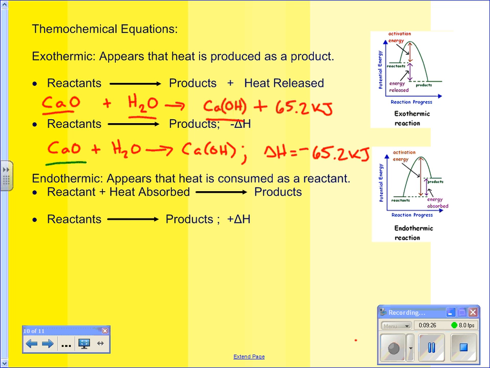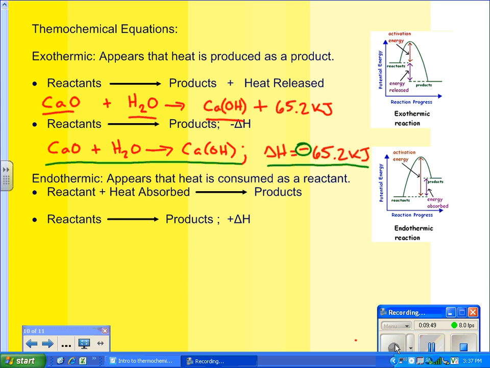Sometimes you'll see it just written as a regular chemical equation without heat, and then afterwards they'll tell you the change in enthalpy or the change in energy. And remember, for an exothermic reaction, the products have less energy than the reactants, so it's negative. So we might just write it this way, the balanced equation plus a decrease in energy.